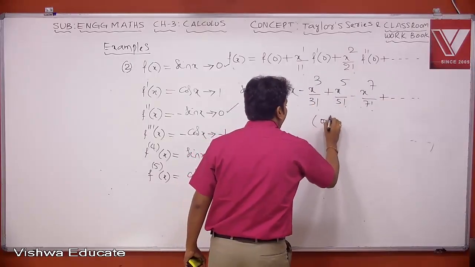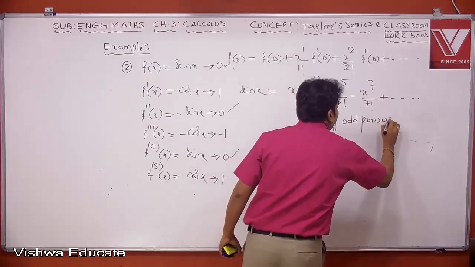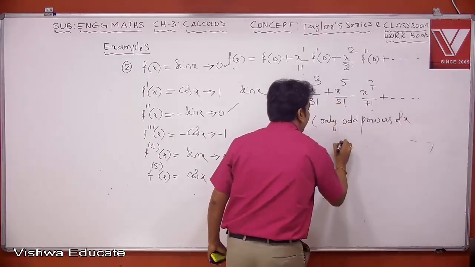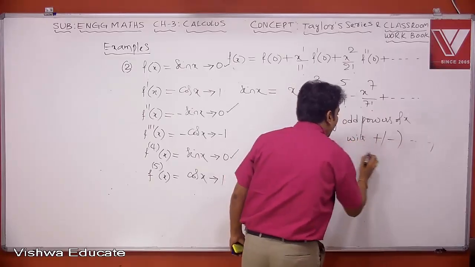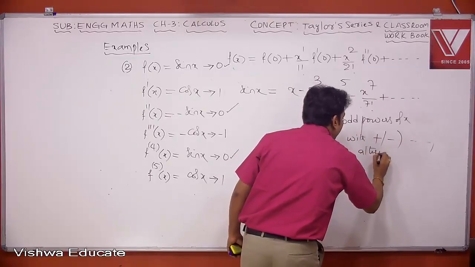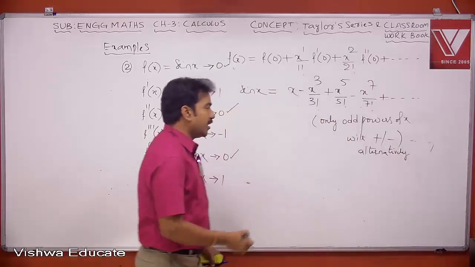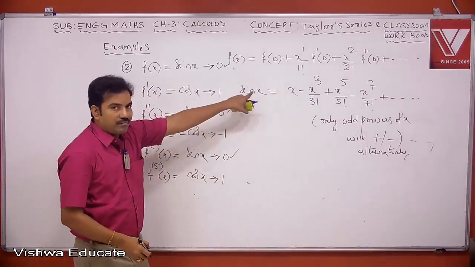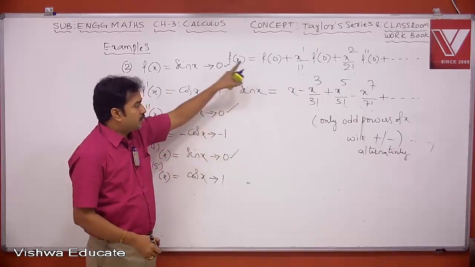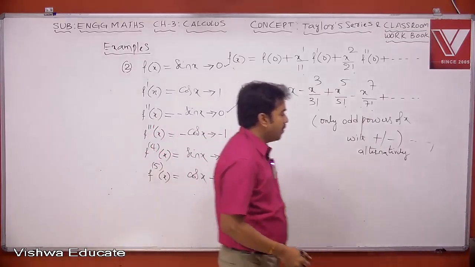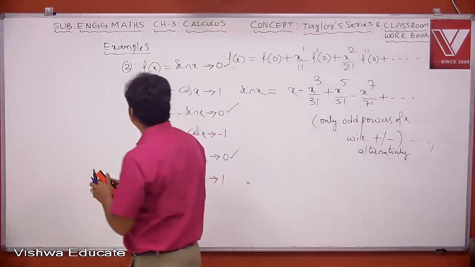Therefore, it contains only odd powers of x, with plus and minus signs alternating. Because of this reason, we say sin x is an odd function. Okay, so work out this. Now we discuss the cos function.